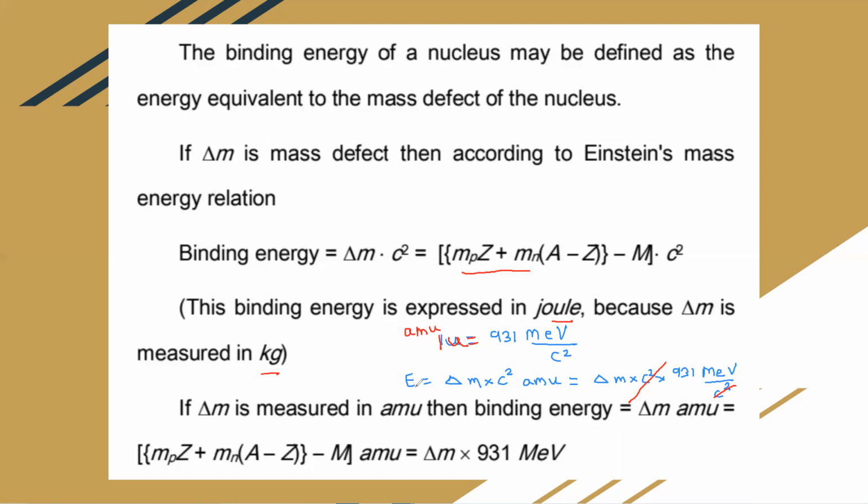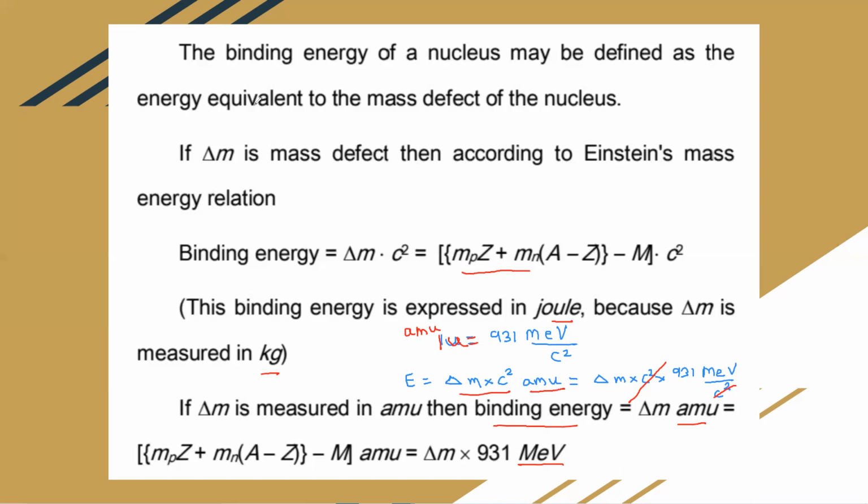Binding energy is del m into c square. If it is in atomic mass unit and you want to convert it into mega electron volt, you will have to multiply it with 931 mega electron volt per c square, and the c square will get cancelled out. So the remaining term will be del m into 931. Therefore, you can express binding energy in terms of atomic mass unit, and you can convert it to mega electron volt also. So this way you can get your answer.